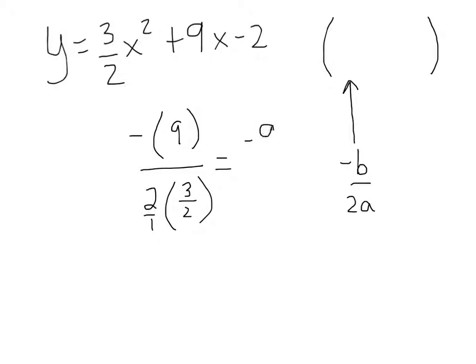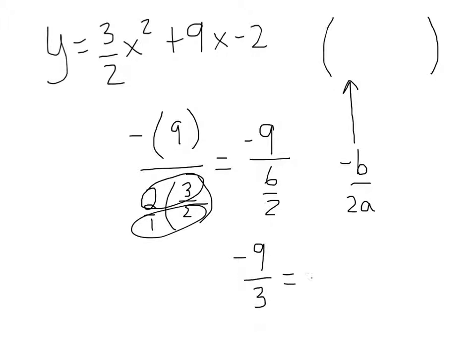So I'm just multiplying the top. So here I got -9. And then I'm multiplying the tops, which is 6, and the bottom, which is 2. Well, what is 6 over 2? 3. So this is -9 over 3, which is -3. So my axis of symmetry is -3.